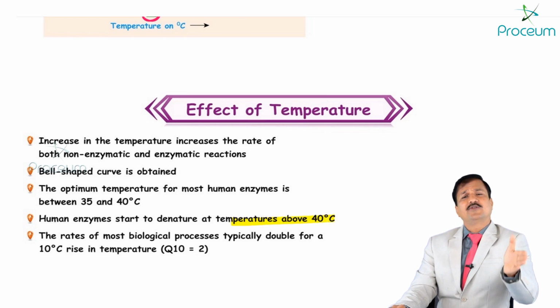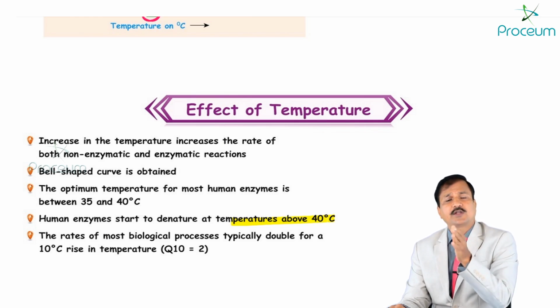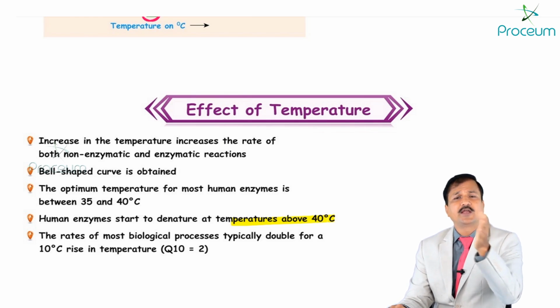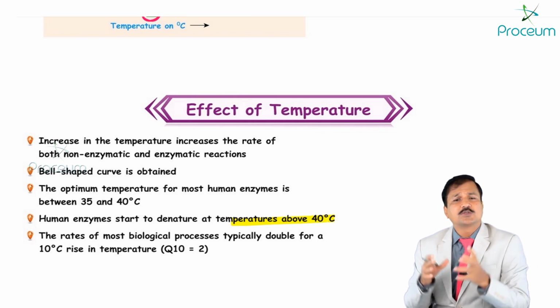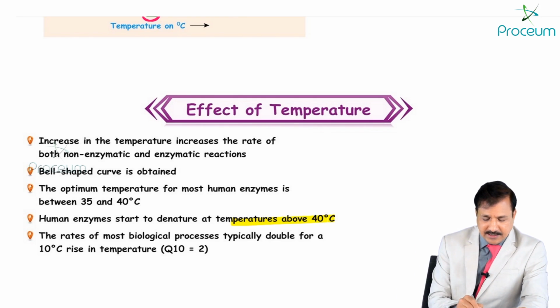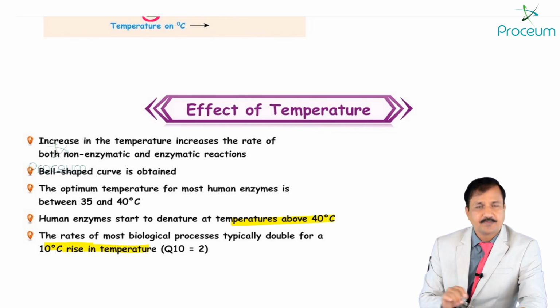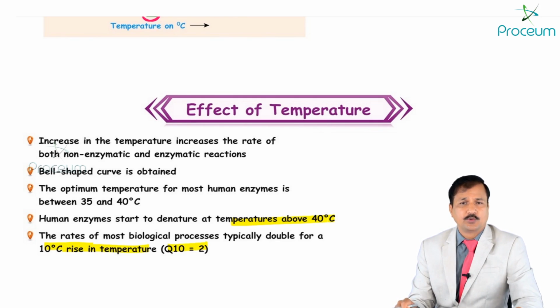And also when we increase the temperature, say from 20 degrees to 30 degrees, or 30 degrees to 40 degrees, the rate of most biological processes typically will double for every 10 degree rise in temperature. And that's what is referred to as Q10 equals 2.